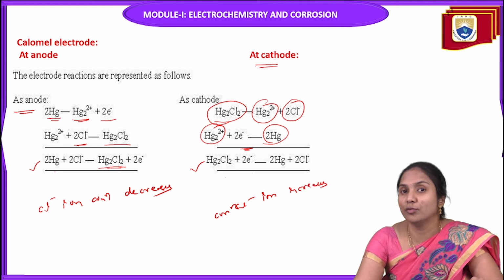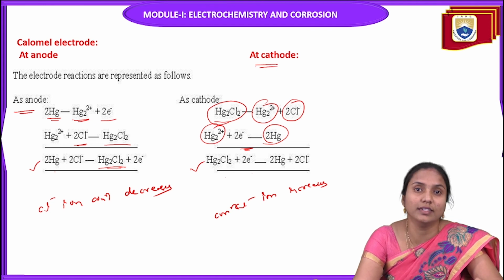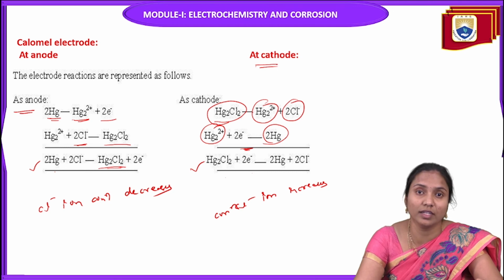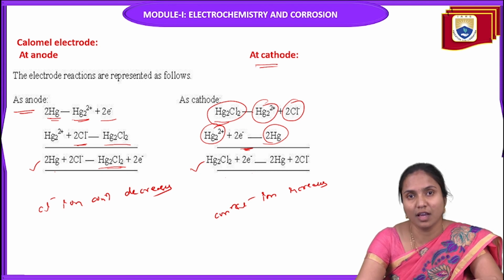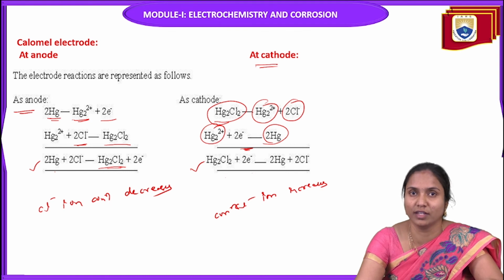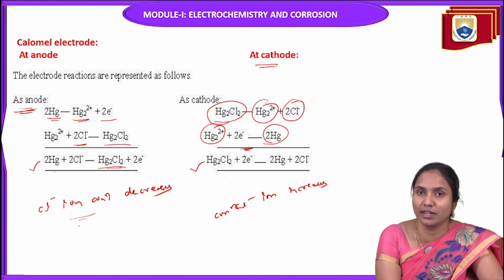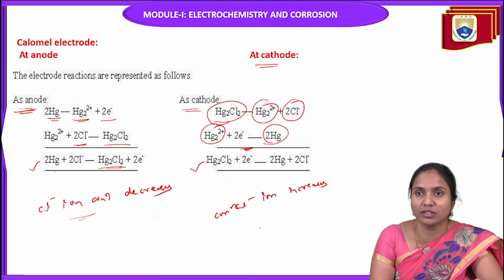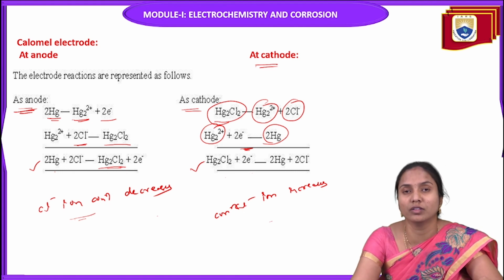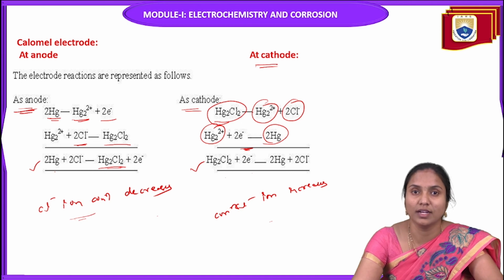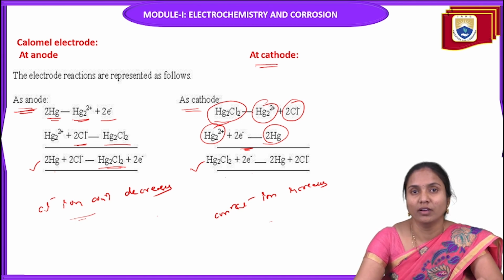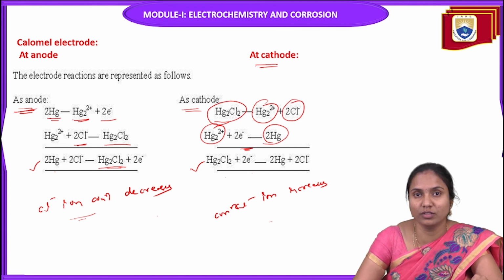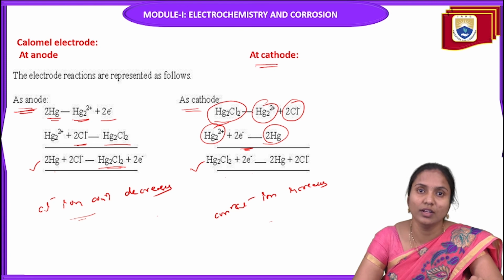In this way, this calomel electrode is used as a secondary reference electrode, and its electrode potential is 0.24 volts when we take saturated KCl solution. If you take a different concentration of KCl solution, the electrode potential value also changes. It acts as an anode or cathode depending on the nature of the half cell. If it acts as an anode, the concentration of chloride ion decreases. If it acts as a cathode, the concentration of chloride ion increases. This electrode is mainly used for determination of electrode potential of other electrodes and also for determination of pH. So in today's class we discussed the types of electrodes, what a reference electrode is, how to classify these reference electrodes, and how to construct the standard hydrogen electrode and calomel electrode.